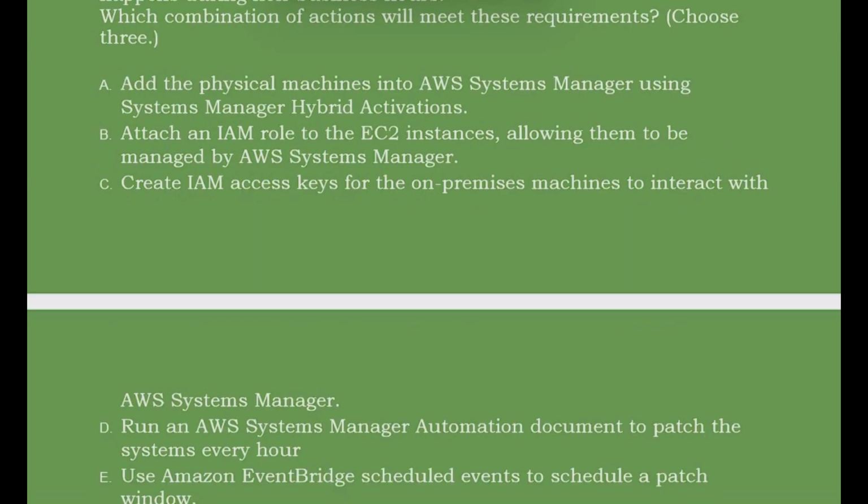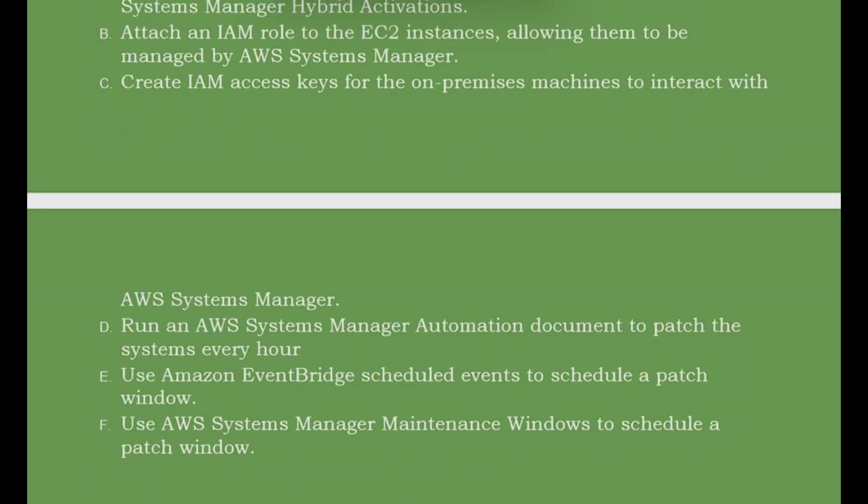Option A. Add the physical machines into AWS Systems Manager using Systems Manager hybrid activations. Option B. Attach an IAM role to the EC2 instances, allowing them to be managed by AWS Systems Manager. Option C. Create IAM access keys for the on-premises machines to interact with AWS Systems Manager.